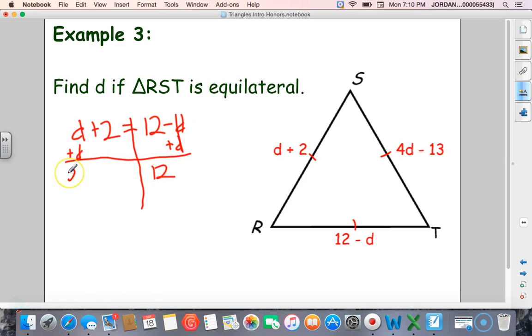D plus D is 2D plus 2. And then we subtract 2 from both sides. So that leaves 2D over here. Subtract 2 from over here. That leaves 10. And divide by 2. So D equals 5. So we found D, knowing that this is an equilateral triangle.